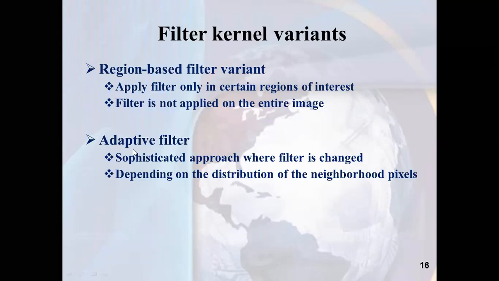Another variant is the adaptive filter, a sophisticated approach where the filter changes, which means that it depends on the distribution of the neighborhood pixels. In an adaptive filter, in some parts I may apply, for example, a filter of size 7 by 7, in other parts of the image a filter of size 5 by 5, and in another part a filter of size 3 by 3. And this is an adaptive filter.